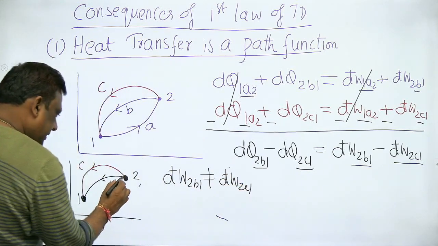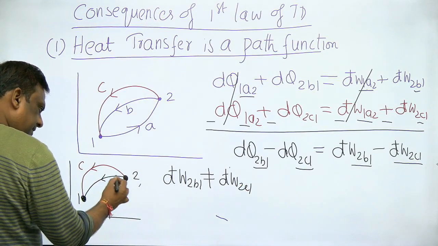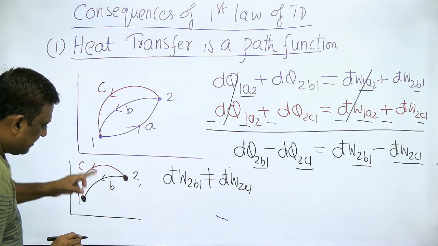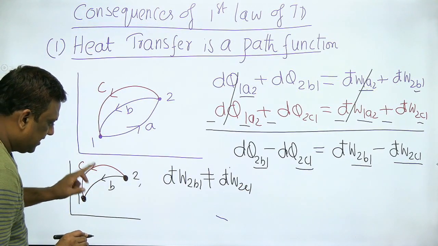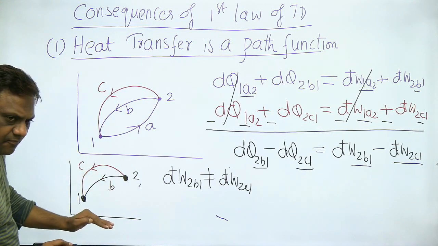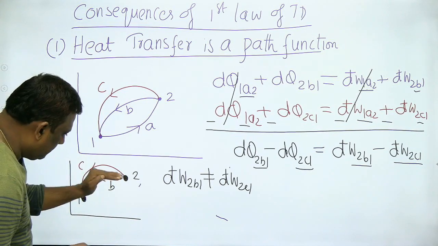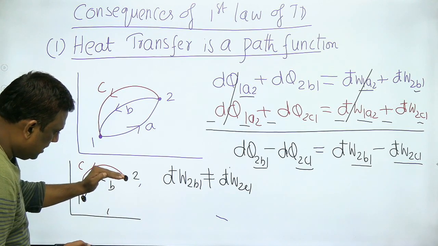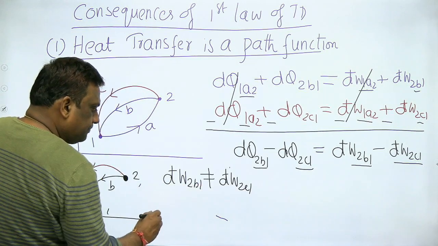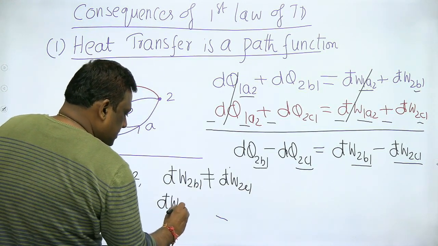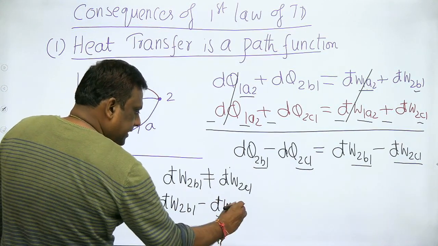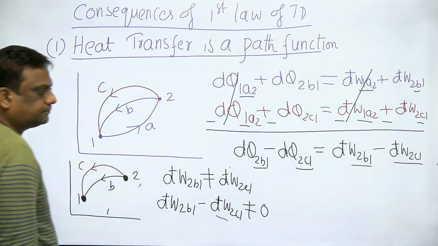I repeat, this work is not the same. Why? Because the paths are different. Different paths, different work. If you project them on a PV diagram onto the volume axis, you get different areas, representing closed system work. So the work of 2B1 is different from the work of 2C1. That's why these two are not the same. So I write work in 2B1 minus work in 2C1 is not equal to 0.